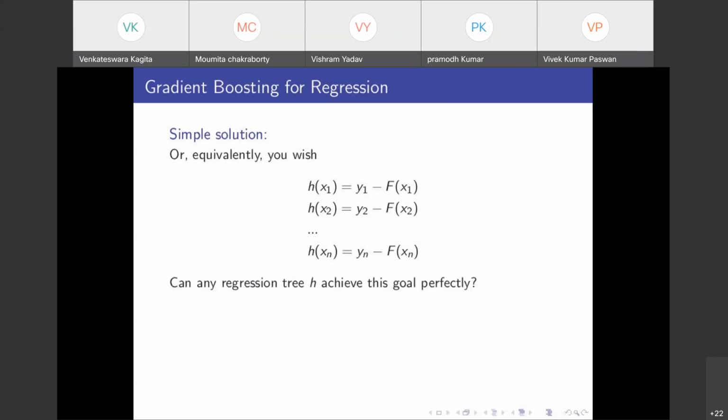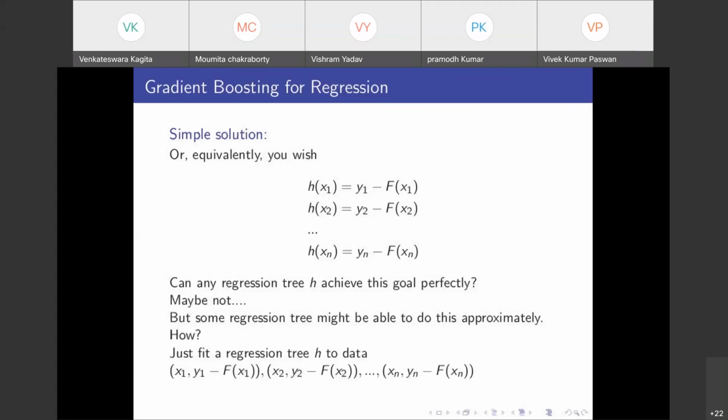So can any regression tree or any regression model h achieve this goal perfectly? Maybe not. It may not be achieved. You cannot fit a perfect model that fits to this h of xi. But some regression tree might be able to do this approximately, definitely. Because we are just fitting a regression tree h to the data.